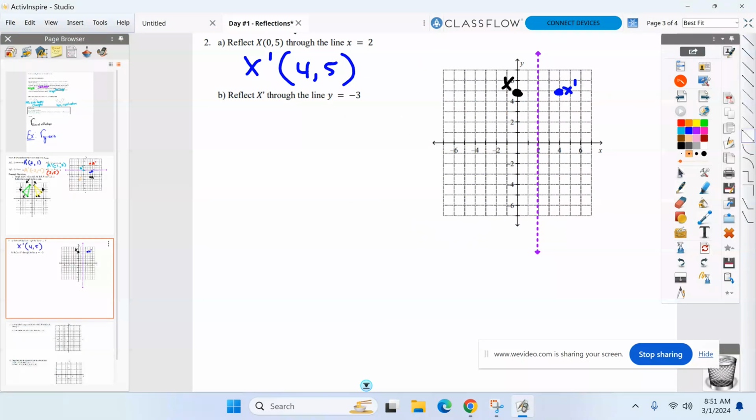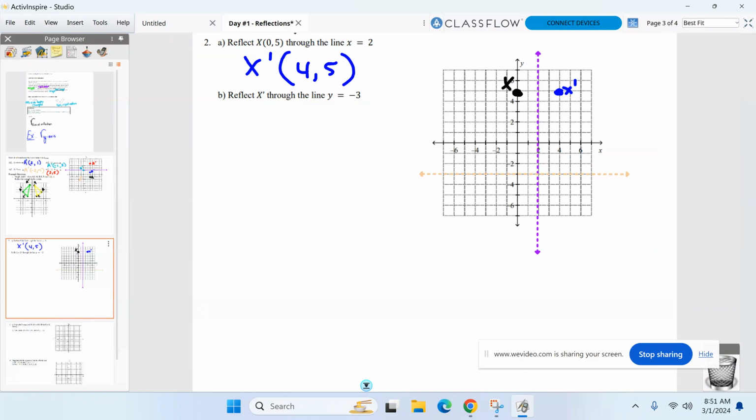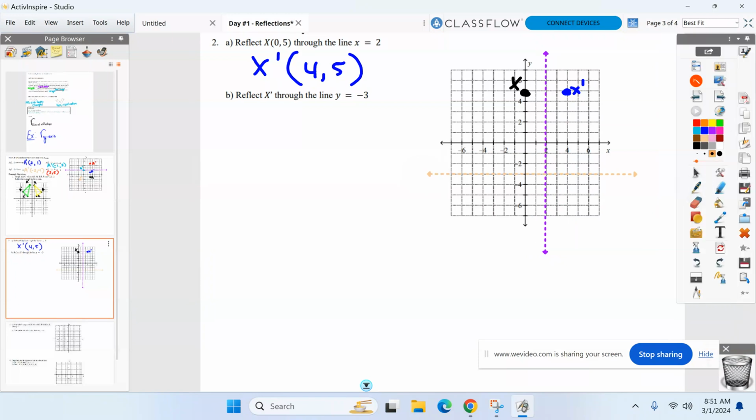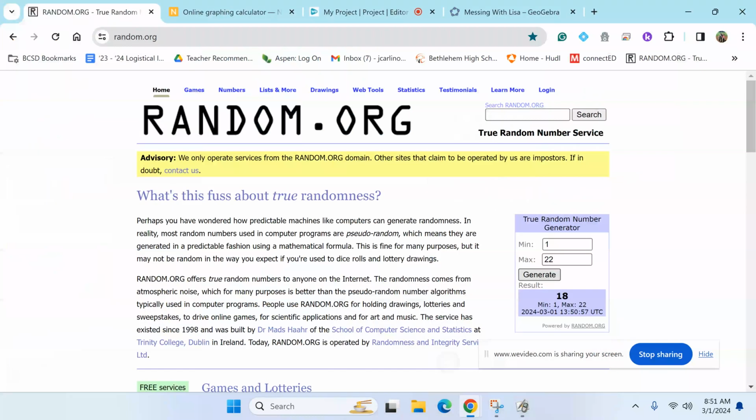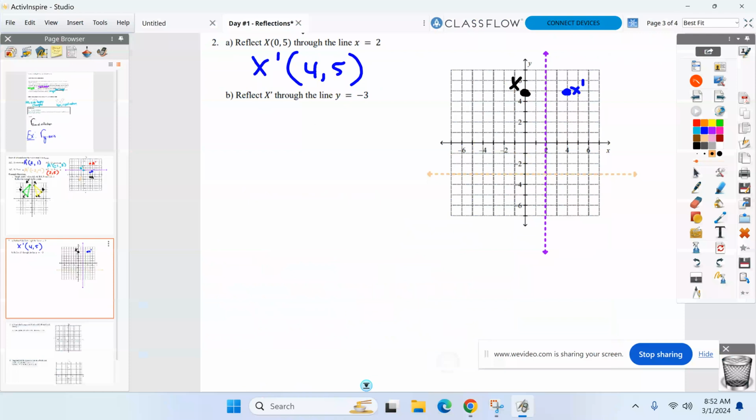Ooh, I love this one too. Kids go nuts. So sad here, I did this to you. Y equals -3, a horizontal line going through -3. This is great. All right, count it up. How many units away is x prime from that line? How many units away? That's all I want to know. Drew, how many units away? 8. 8!